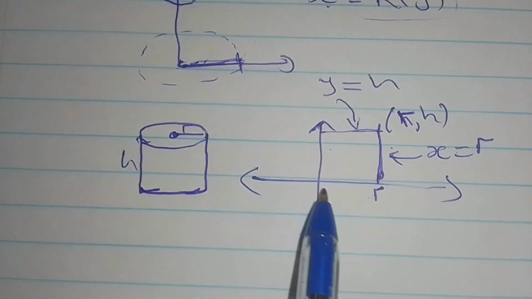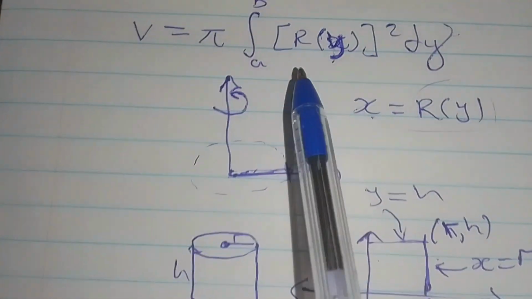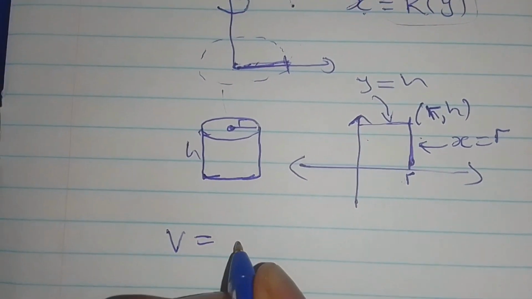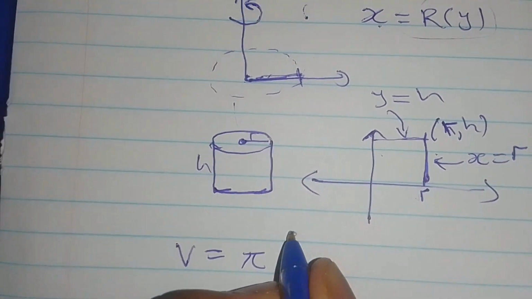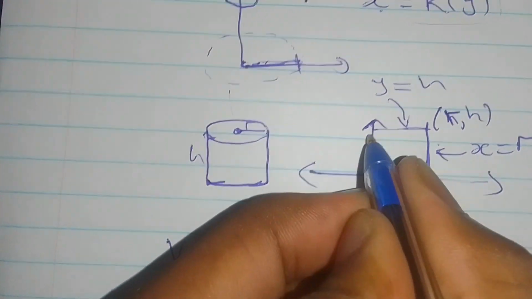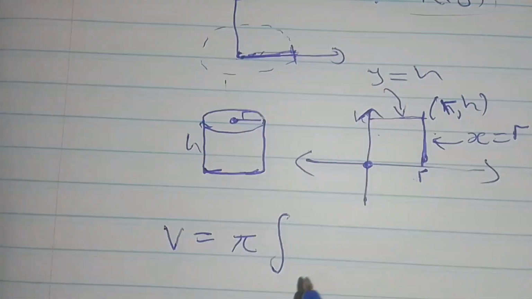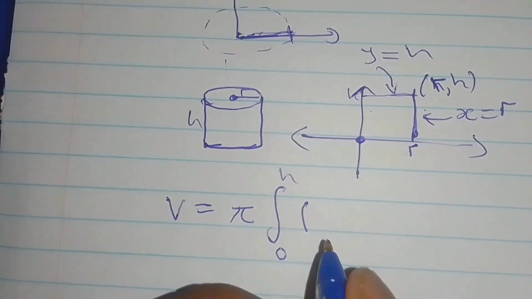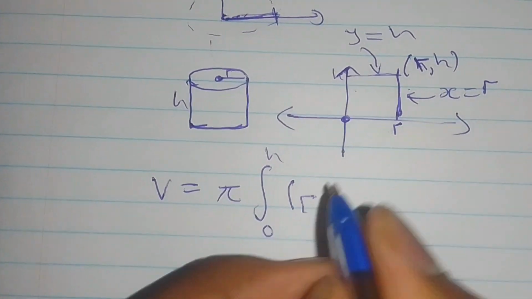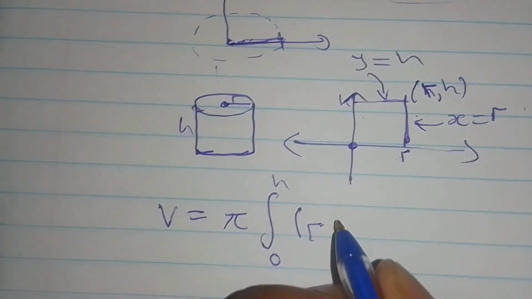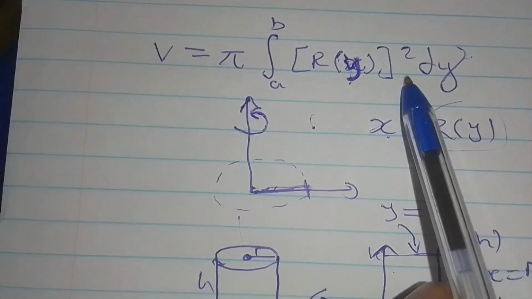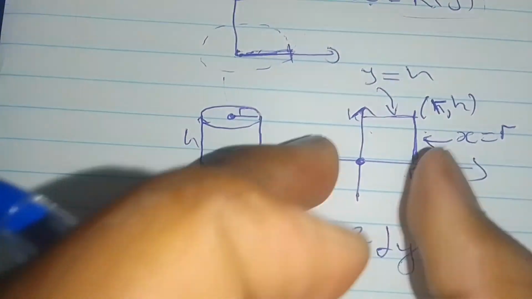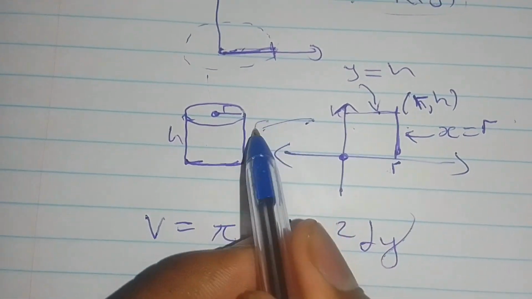Notice that we're going to rotate this about the vertical axis, so that means that we're going to use this formula. So the volume of that cylinder will be pi multiplied by the integral. Remember, we're moving from 0 to h, where y is just h here. And our radius r at y will just be r, because x is just r, right? And then don't forget that the formula has a square in it, and then dy, because we're rotating this about the y-axis. Then when we do that, we're gonna have a figure like this.